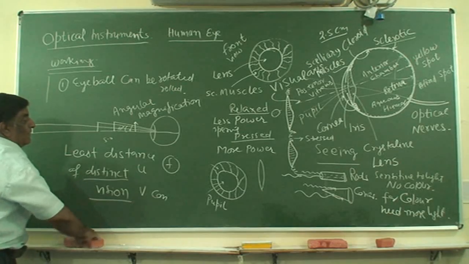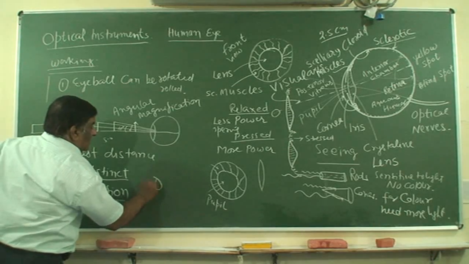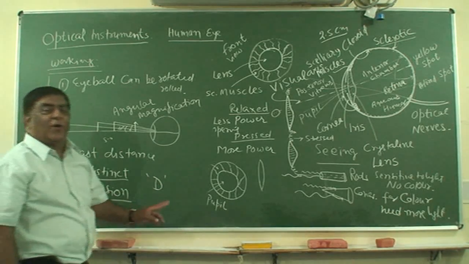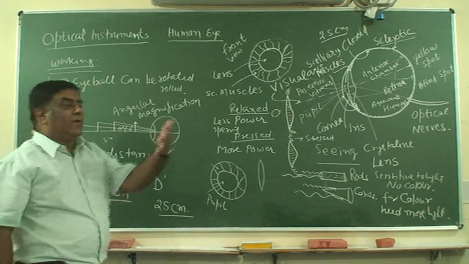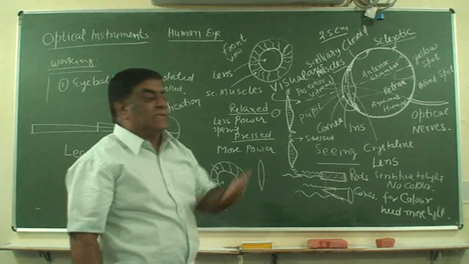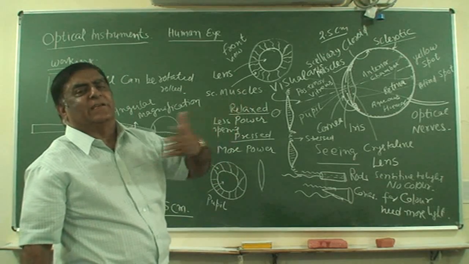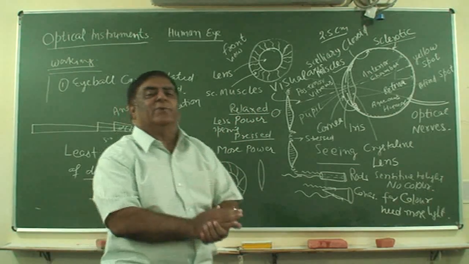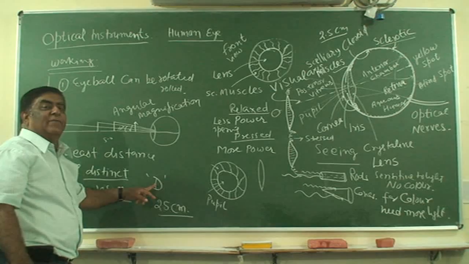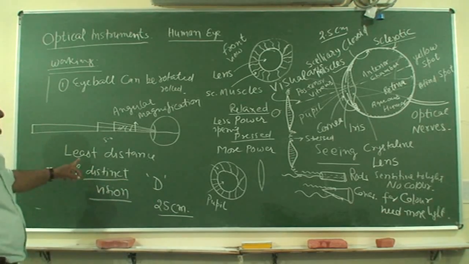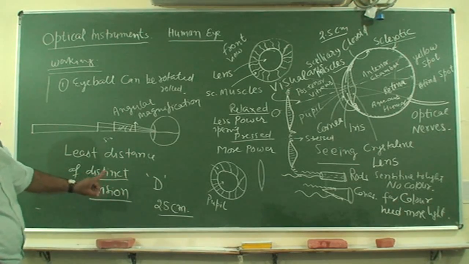Now this distance we will need a lot. We give it a symbol D, and for a healthy human eye this is nearly 25 centimeters. So when we read a newspaper, when we read a book, we keep the things approximately at 25 centimeters. It may be a centimeter more or less, depending upon person to person. But approximately 25 centimeters. And we have given it the symbol capital D. What is this? Distance of distinct vision. So remember, this distance is very important.